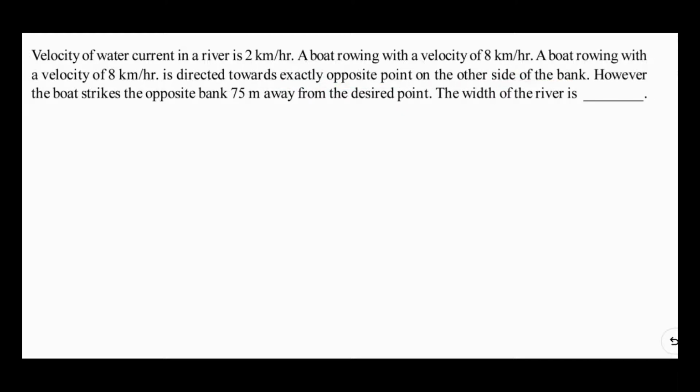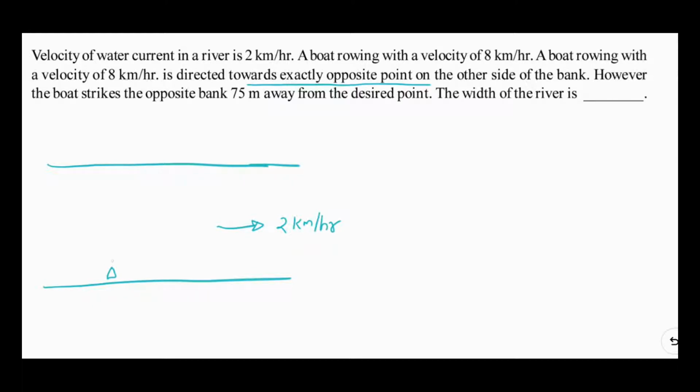So if I draw the diagram here, let's assume this is a river which is flowing in this direction, and the velocity of river flow is already given to us as 2 km per hour. And there is a boat which is directed towards exactly the opposite point. So this boat is directed in this direction and the speed is also given to us. Velocity of boat with respect to river is 8 km per hour. This is 8 km per hour. And this velocity is directed directly to the opposite bank.